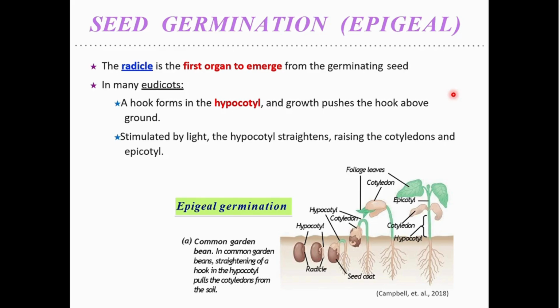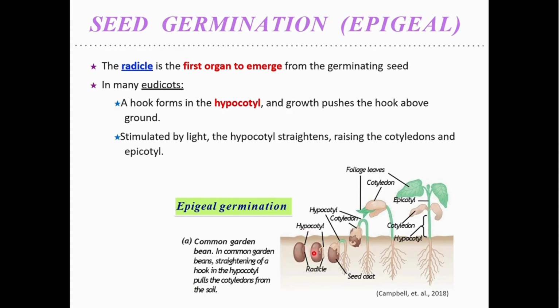Stimulated by light, the hypocotyl straightens and then raises the cotyledons and also the epicotyl. So here in the figure, it shows epigeal germination in common garden bean. In common garden bean, straightening of a hook in the hypocotyl pulls the cotyledon from the soil.